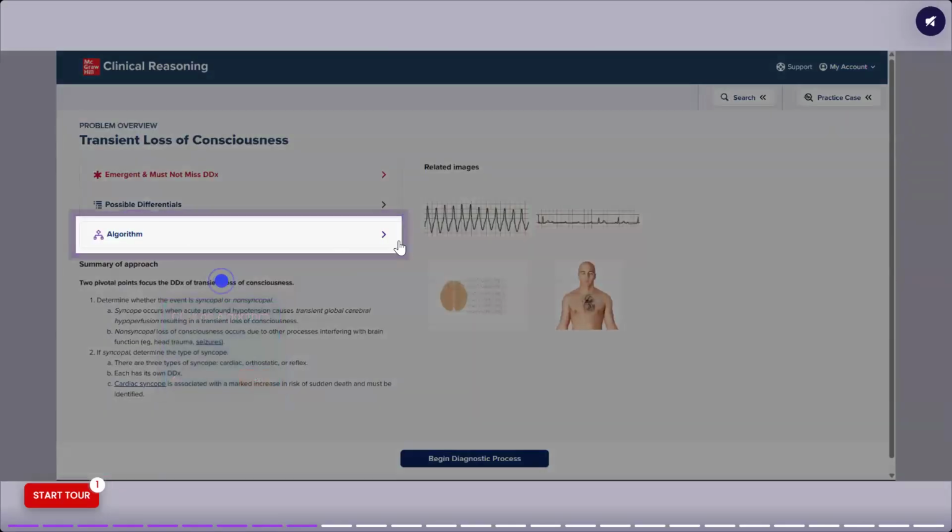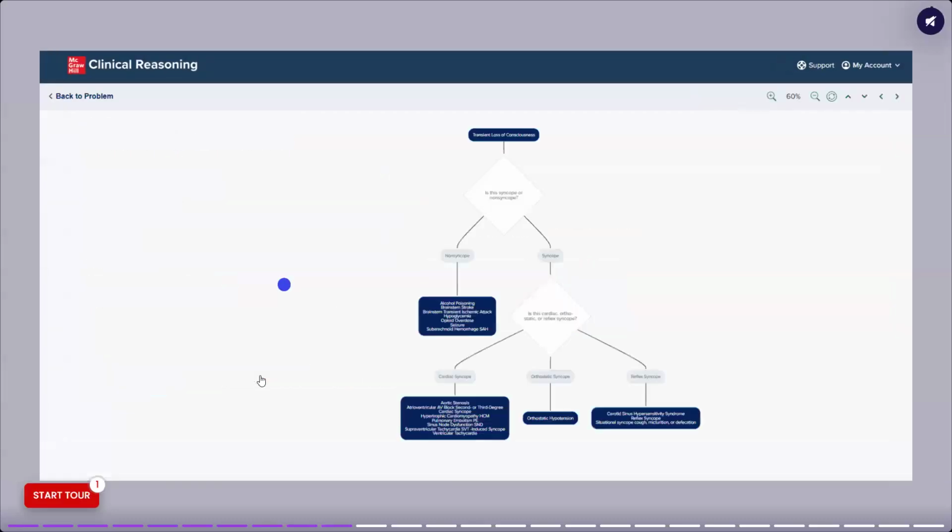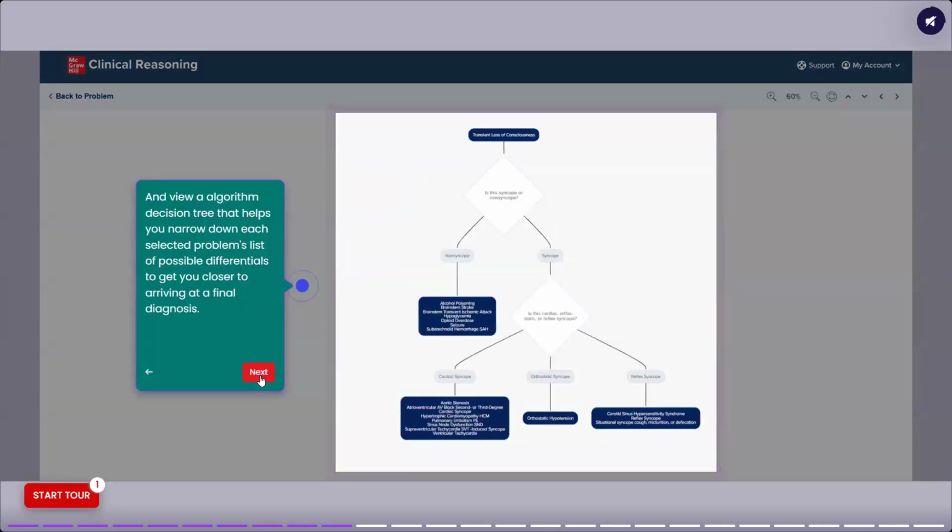Then we're looking at some other possible differentials. So after we go through the most dangerous ones, if we want to call them that, the emergent and must-not-miss, we also have the other possible differentials, and we also have the algorithms. So what are the algorithms? This is what an algorithm looks like. It is really a decision tree that helps users narrow down the differential diagnoses or the possible diagnoses based on what the patient presents with.